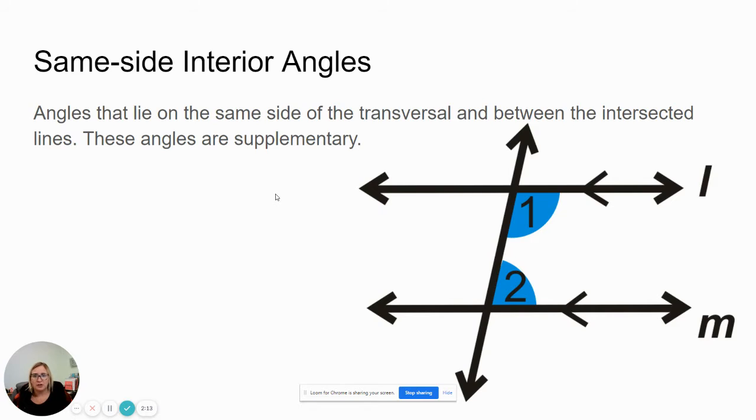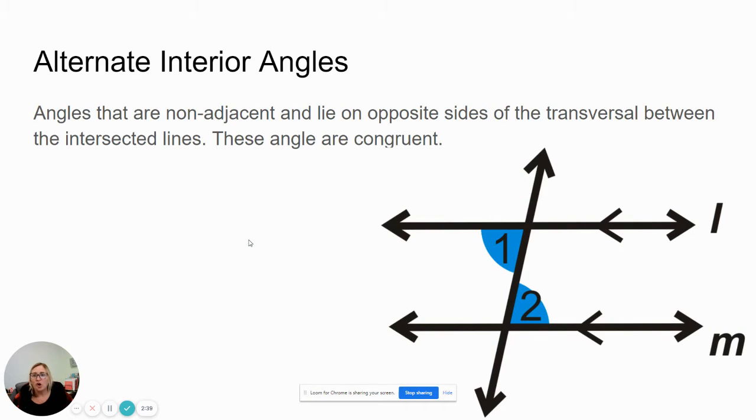Same side interior, okay, angles that lie on the same side, hence the same side of the transversal and between the parallel lines. Okay, so same side of the transversal, in between, they are supplementary angles. That means same side interior angles add up to be 180 degrees.